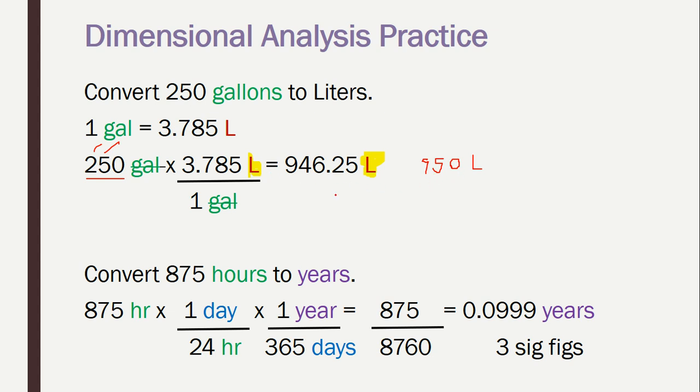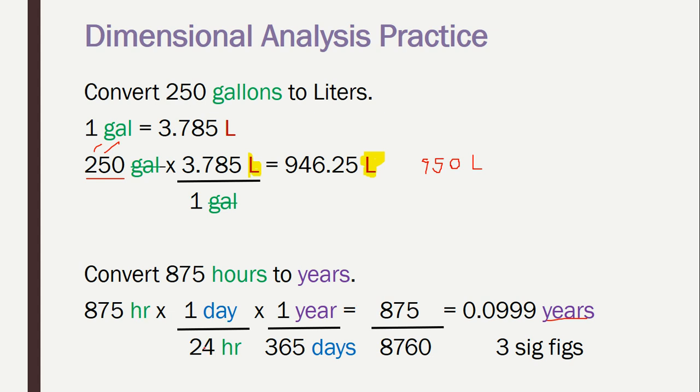All right. I don't know if that helped, but here we go. So convert 875 hours to years. See, it's getting better as I get deeper in. So what we did here, what is given? 875 hours. Bam, that's where we start. Where are we going? We're going to years. Bam, so that's over here. That's where we're going. Now, what happens next?